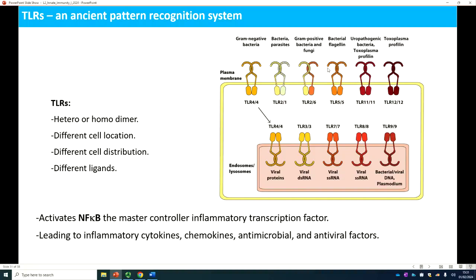But essentially, the main outcome of this is that they will all activate NF-kappa B. NF-kappa B is a transcription factor, and it's one of the main transcription factors in the inflammatory response. Activation of NF-kappa B will lead to the production of inflammatory cytokines, chemokines, as well as antimicrobial and antiviral factors. So even though we have a whole variety of toll-like receptors, we're basically getting that activation of the NF-kappa B transcription factor.